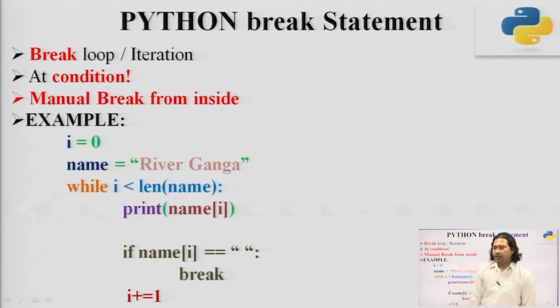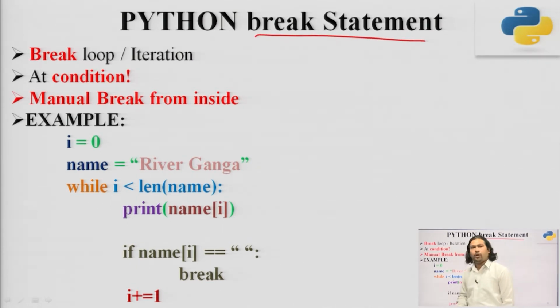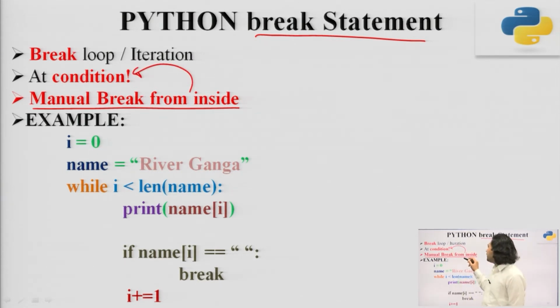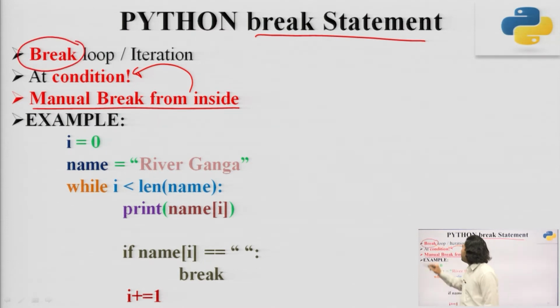Now, what if we use manual breaks, or let us say we want to forcefully break out of the loop? In that, we are going to use the break statement. In the break statement, the important point is that you can manually break from inside, but at a condition. That means the breaking of the loop will take place only at a condition, and at that condition it will happen with the help of the break keyword.